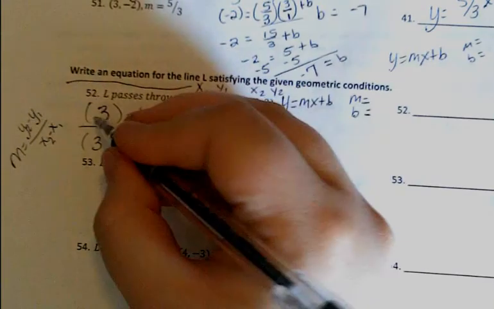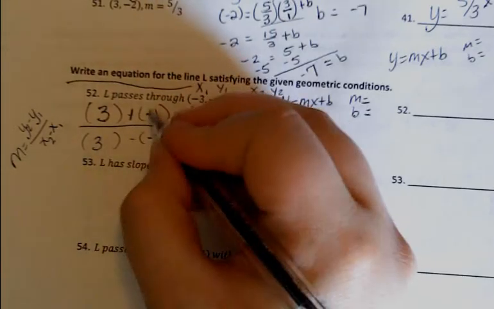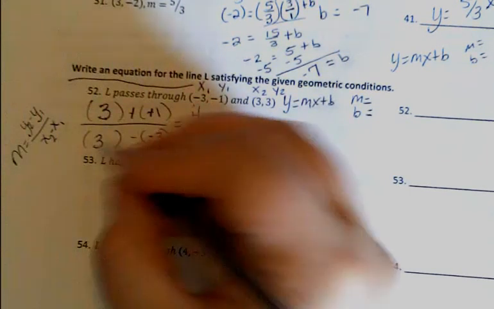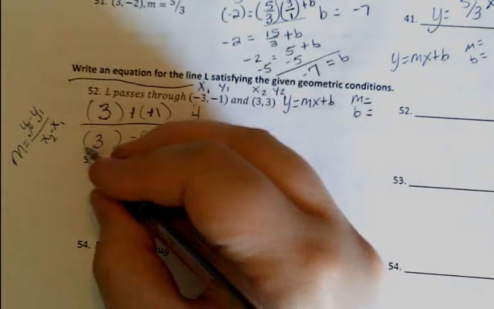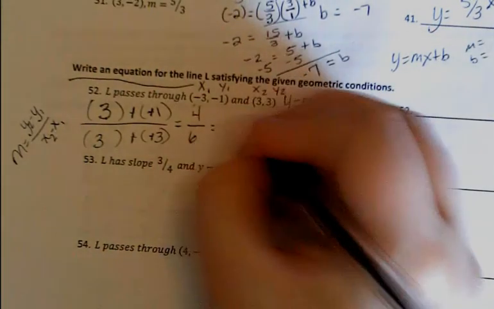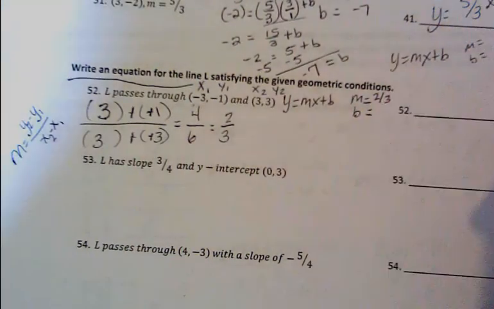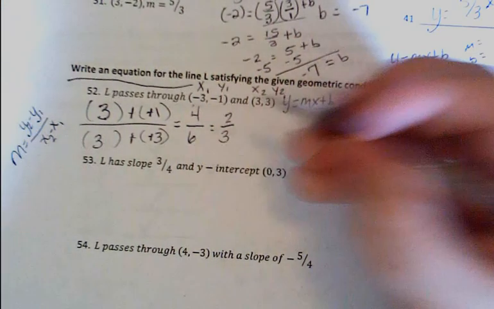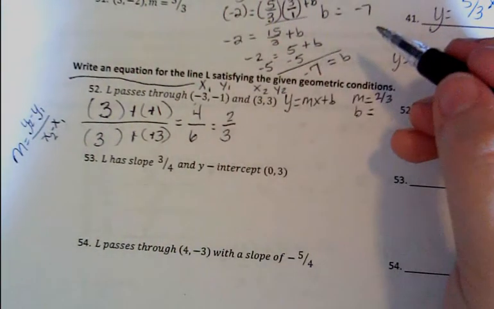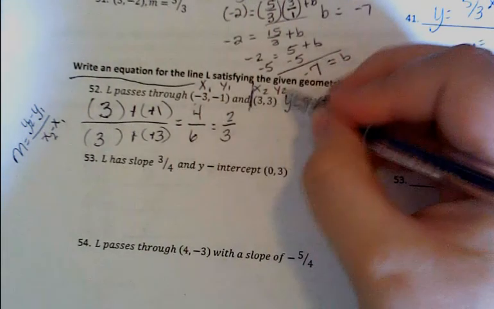So I have 3 minus -1, which is keep, change, opposite. 3 plus 1 is 4. And then 3 minus -3, we have keep, change, opposite. So 3 plus 3 is 6. So our slope, to simplify, would be 2/3. Now I'm going to plug this into my equation and one of my ordered pairs. It doesn't matter which. I don't like negative numbers, so I'm going to use this ordered pair.